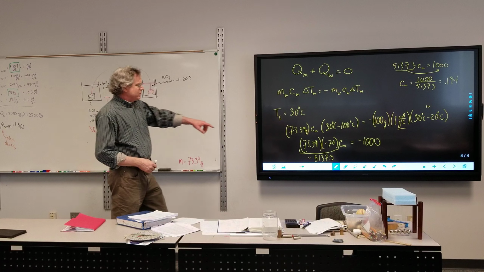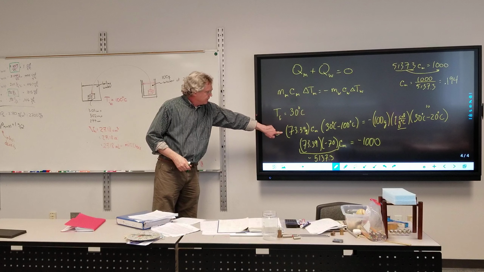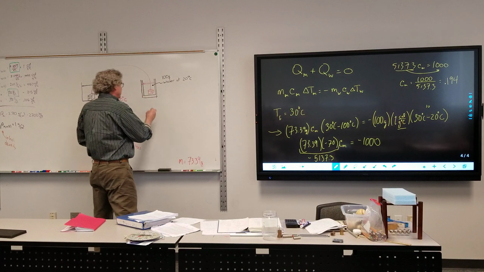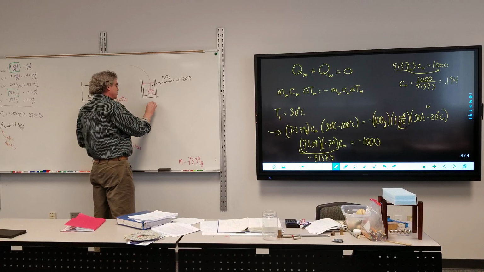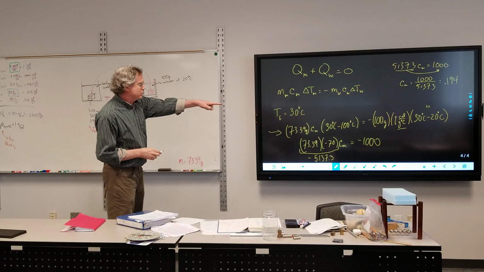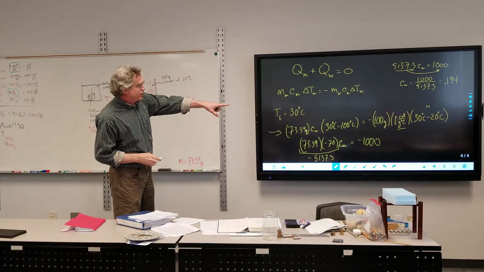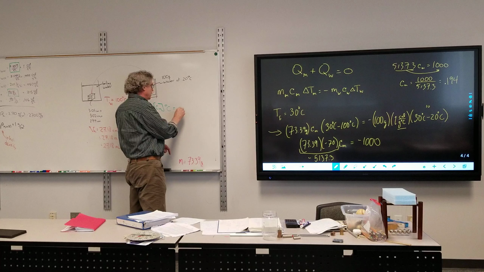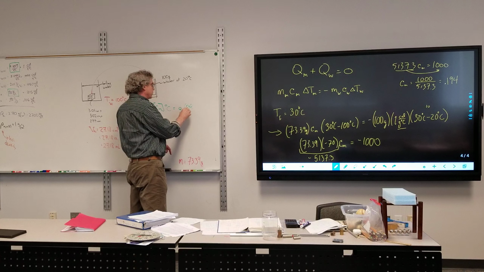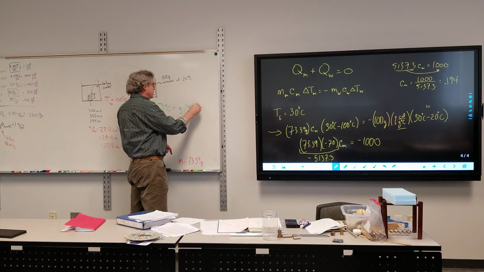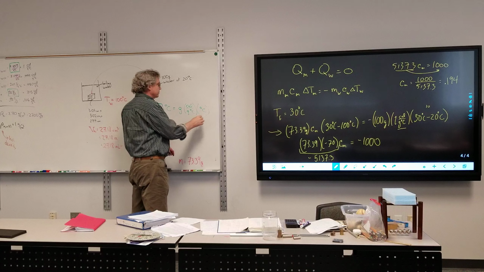So I'm looking at this equation right here, and I'm just going to look at the units. So I have grams times whatever the units of Cm are, times degrees Celsius, equals, and then over there I've got grams times calories per gram degrees Celsius, times degrees Celsius.